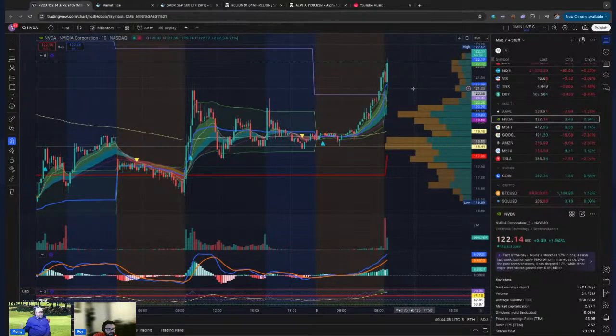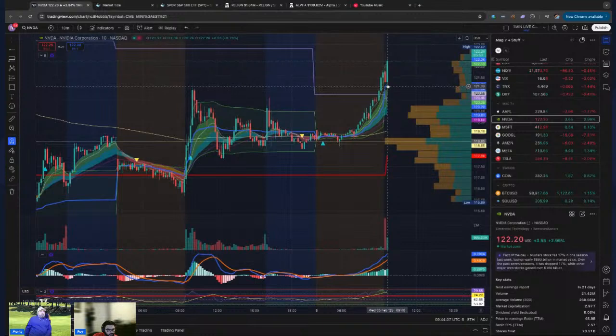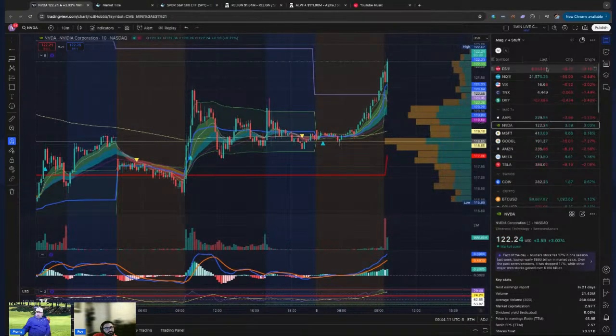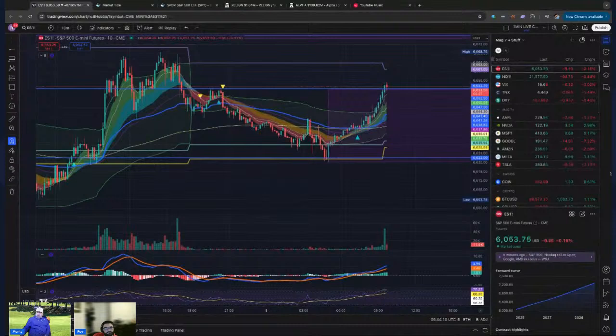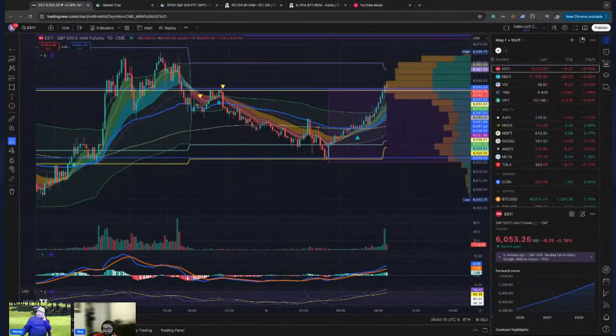And look at that 10-minute candle on NVIDIA. Woo. Yeah. I do need to make sure you get back over here. Looking at 10-minute on ES.